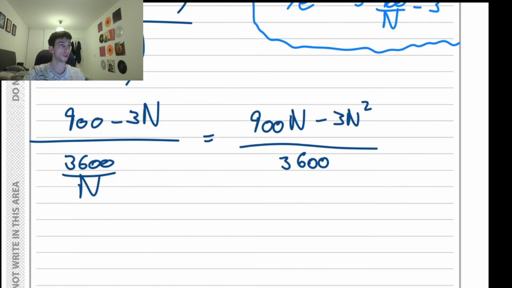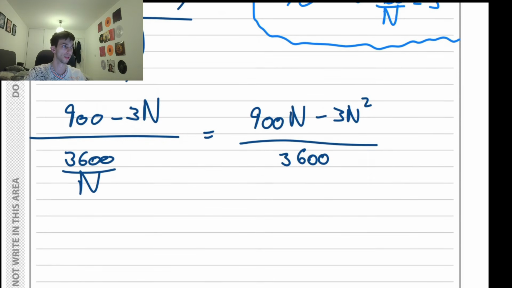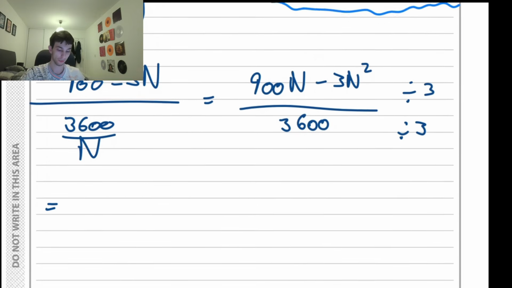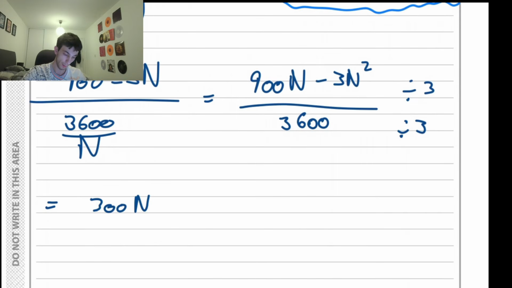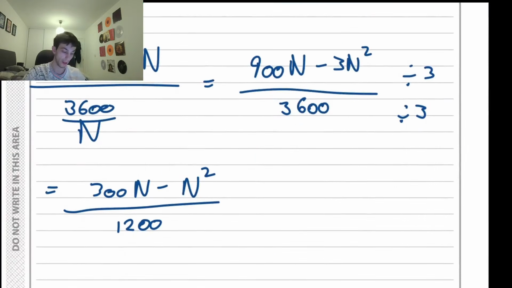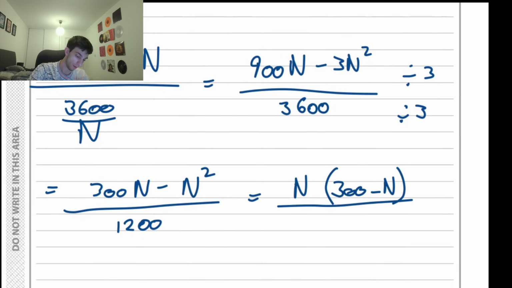And we can also see we have 1200 on the denominator and we have 300 on the numerator. So let's divide the top and the bottom by 3. Remember, when we do something to the top and the bottom, we're not changing the fraction. So we get 300n minus n squared all over 1200. Okay, great. So now, last step, all we have to do is factor out that n from the numerator, and then we're there. So factoring out that n, this would be n multiplied by 300 minus n all over 1200. And once again, just reminding that is equal to dn dt by using the appropriate substitutions.